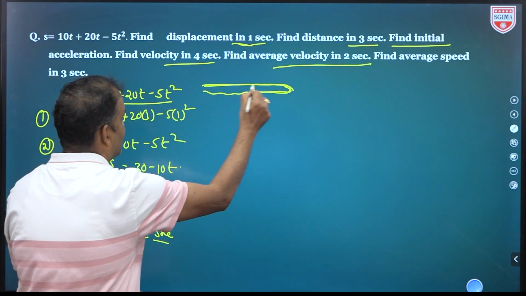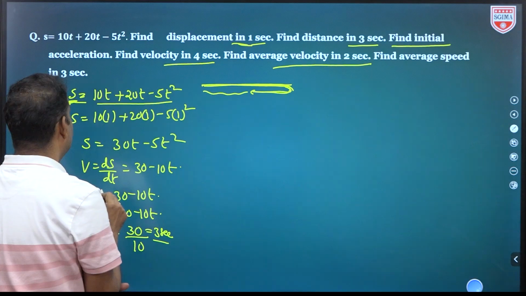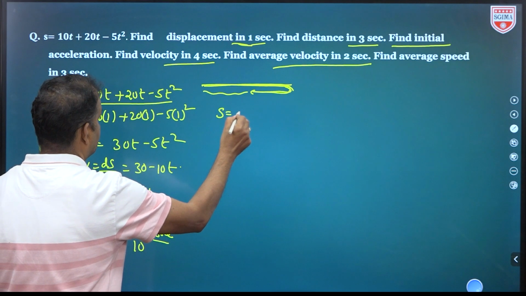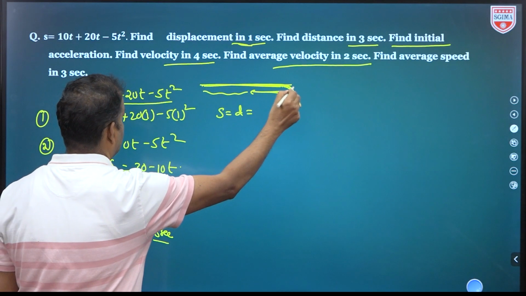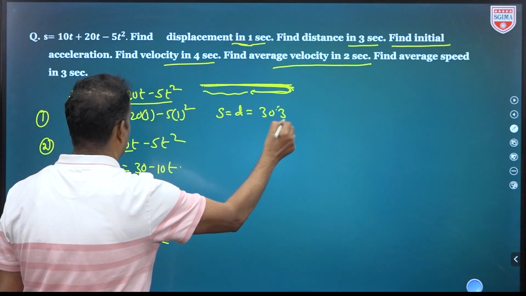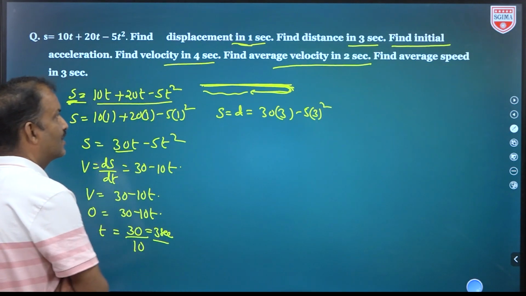It goes in a straight line, so displacement is distance. Then S is equal to distance because it goes in a straight line only. So that is 30 into 3 minus 5 into 3 square. Directly you can write.